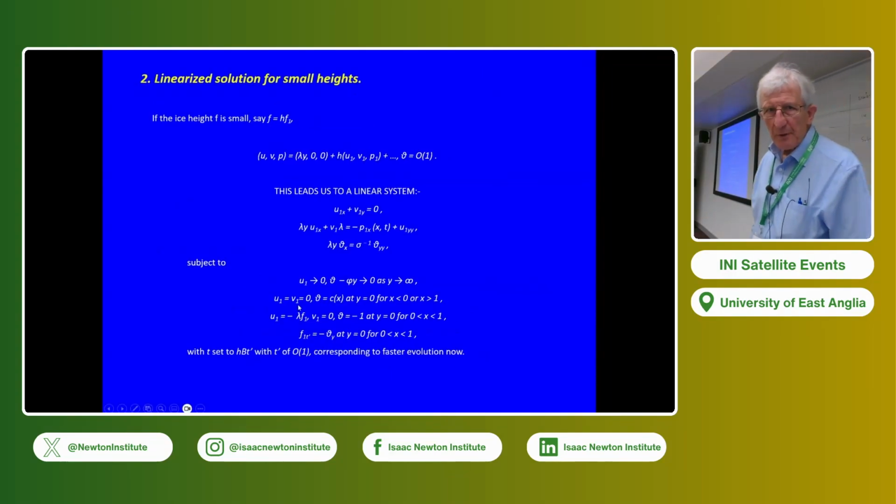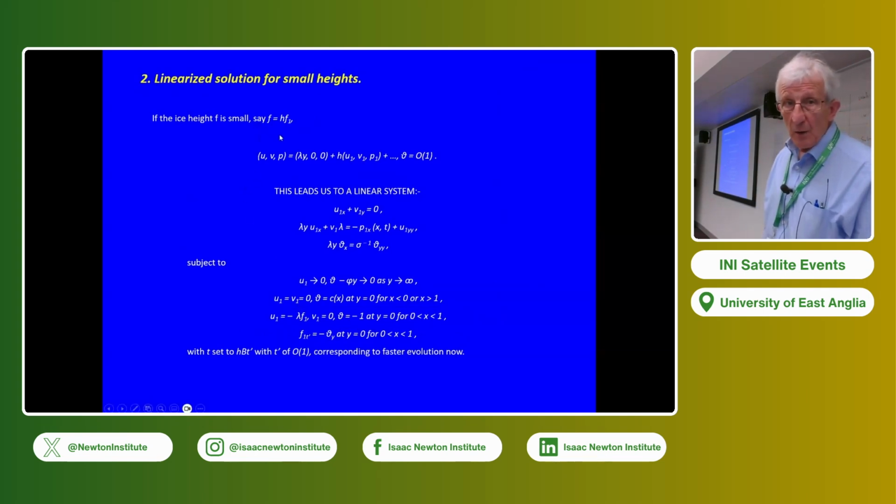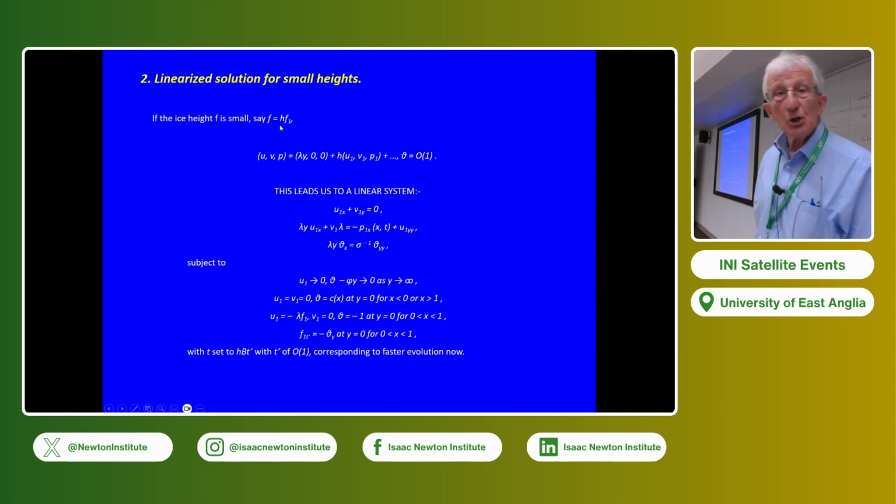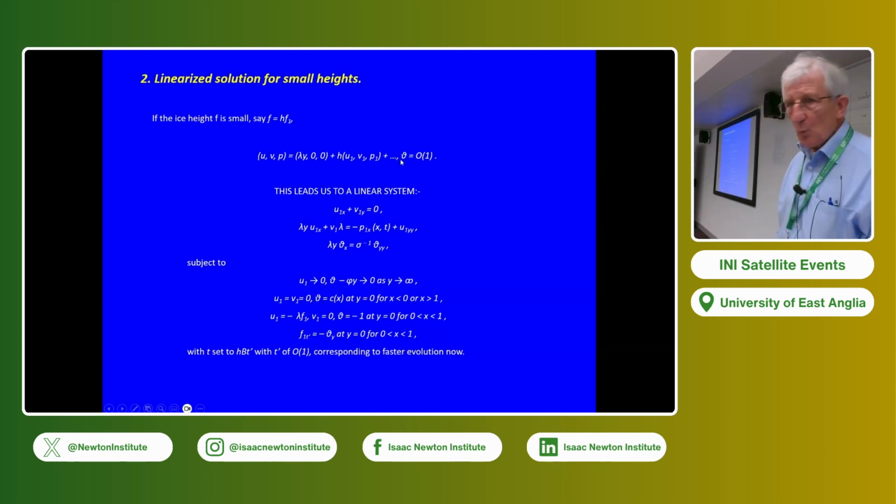Okay, so as a first step in that nonlinear problem, let's linearize it, look for small disturbances where the height of the ice is small, order h, and substitute in the horizontal velocity u as lambda y plus something small. v and p are small, and the temperature is theta, which is order 1, because it's governed by a linear equation anyway. So substituting in, we're going to get full continuity.